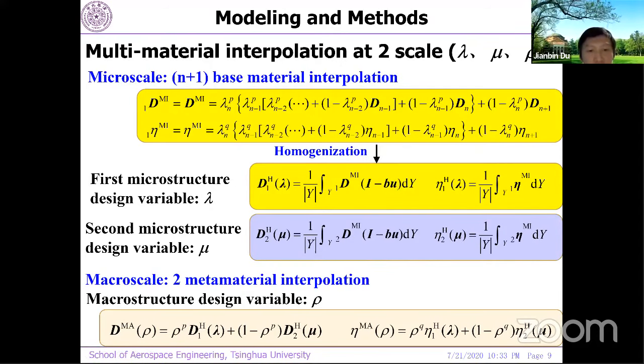This slide shows the material model, a two-scale multi-material interpolation model. The final design variables consist of the microstructure design variables, here lambda and mu, and the macro level design variables rho. Because time is limited, I will skip this.